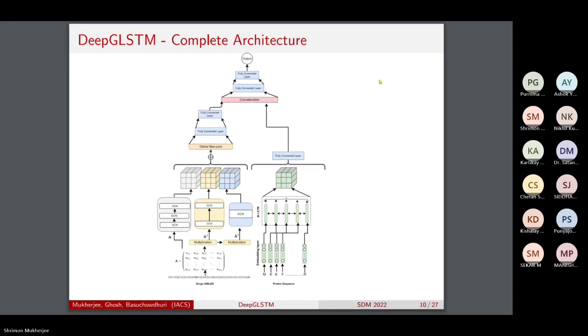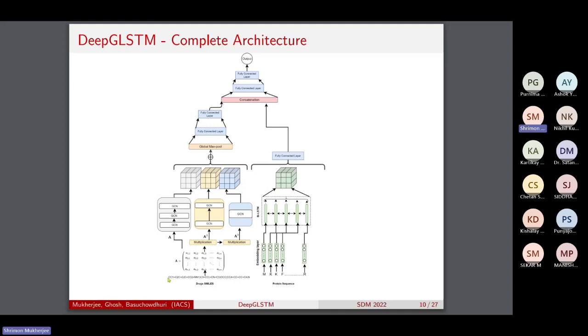So this is the complete architecture of our work, named DeepGLSTM. Basically, it has two blocks: one to encode the drugs and another to encode the protein sequence. In computational chemistry, drugs are typically denoted as SMILES strings. SMILES strings are strings where a molecule is encoded so that computational methods can be applied on it. That is, it's a machine readable format.